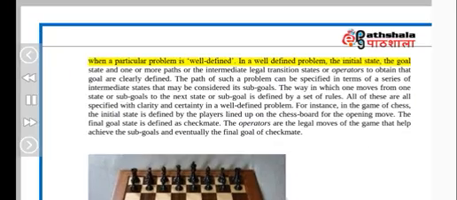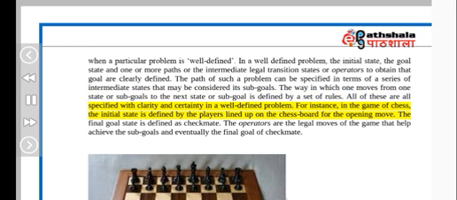When a particular problem is well-defined. In a well-defined problem, the initial state, the goal state and one or more paths or the intermediate legal transition states or operators to obtain that goal are clearly defined. The path of such a problem can be specified in terms of a series of intermediate states that may be considered its sub-goals. The way in which one moves from one state or sub-goal to the next state or sub-goal is defined by a set of rules. All of these are specified with clarity and certainty in a well-defined problem.